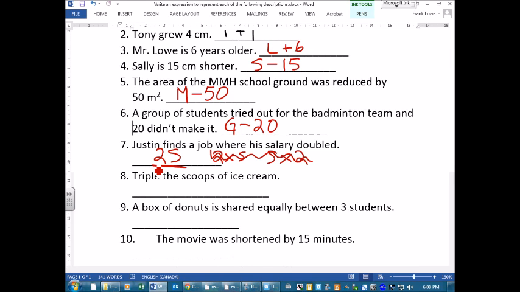Hey, triple the scoops of ice cream. We're tripling it. We don't know what we're tripling, right? So we're going to triple the ice cream, scoops of ice cream. Tripling it is multiplying by 3.